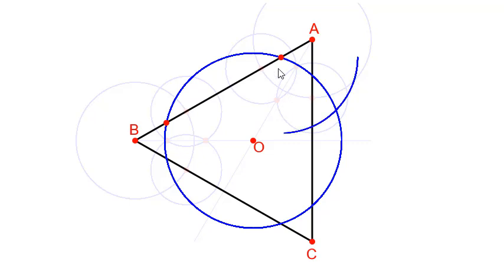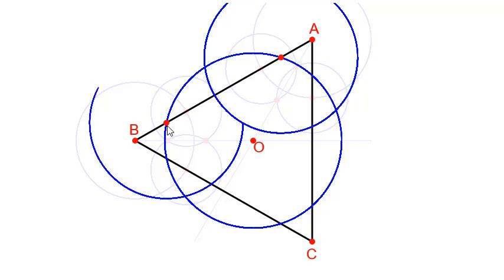So we'll draw our first circle here. We will draw our second circle here. Okay, and we're going to mark the points of intersection of these circles. And now we will draw a line through these points, and this line will be perpendicular to the side AB of our triangle.